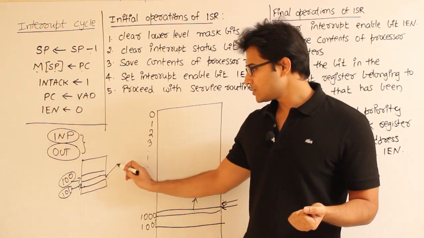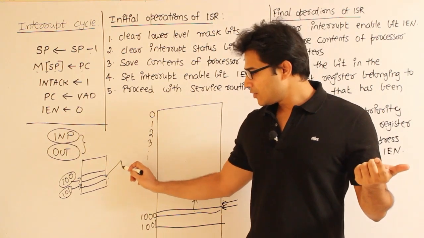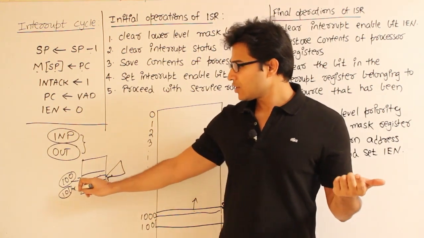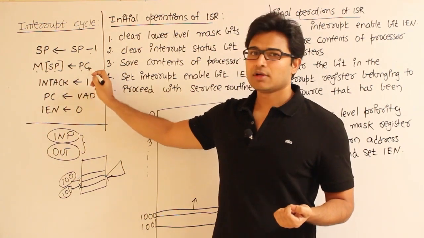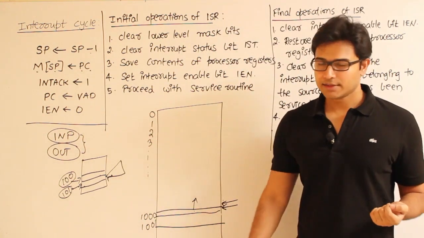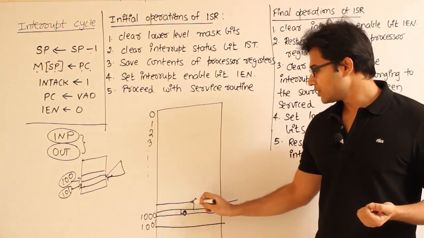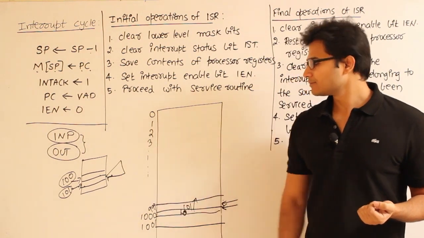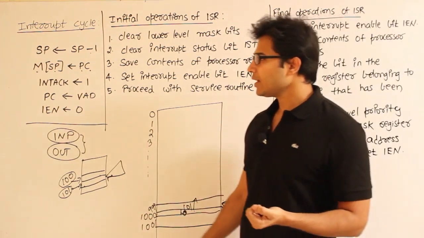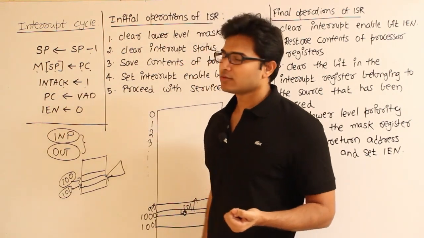So when you go to some other place and execute that interrupt service routine, whenever you come back, you have to start executing from 101 again. That is why whatever is present in the program counter will be stored there. Let us say 101 is the return address, then we will store 101 in this location, 999. Got it? And then we are going to release interrupt acknowledgement as 1.